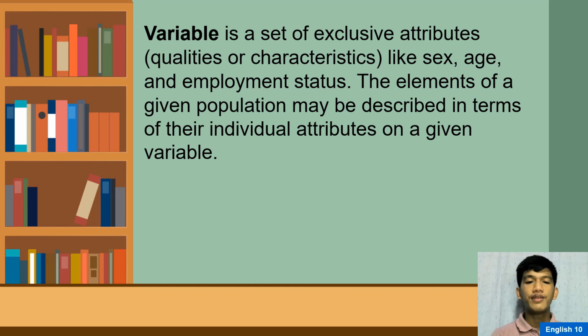Now let's have variable. Variable is a set of exclusive attributes, qualities or characteristics like sex, age, and employment status. The elements of a given population may be described in terms of their individual attributes in a given variable. Going back to our example earlier about the relationship between reading comprehension and academic performance of grade 10 students in Pablo Roman National High School, the variables that are present in that research topic are reading comprehension and academic performance. Variables can be dependent or independent variables. We're going to talk about that in the next few lessons.